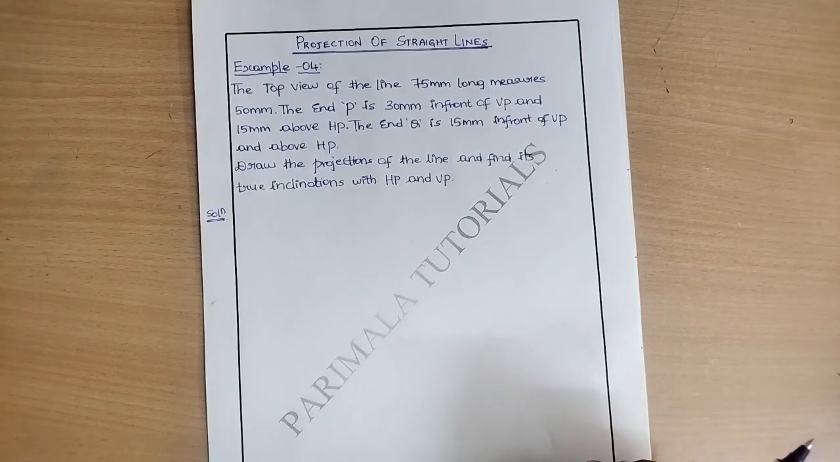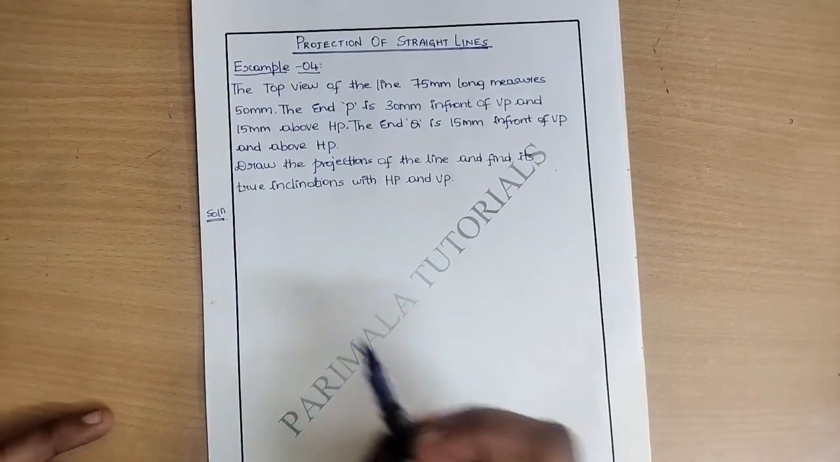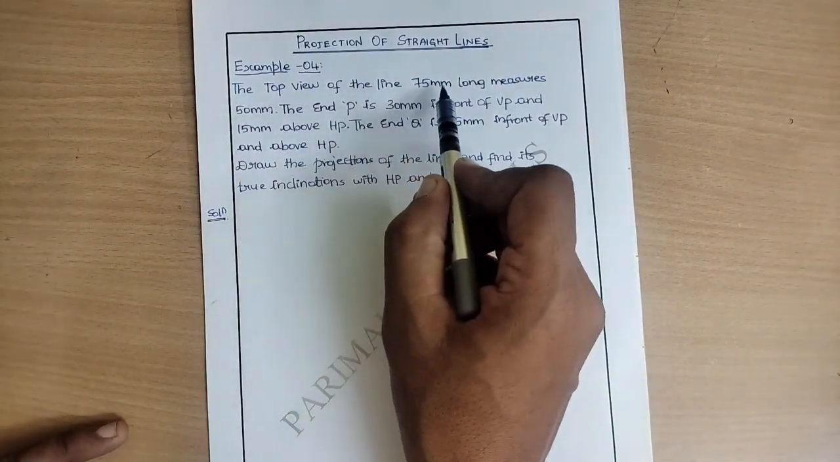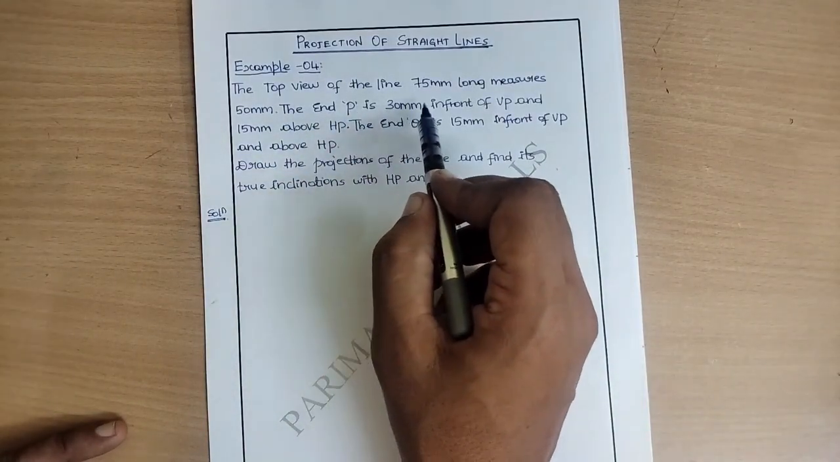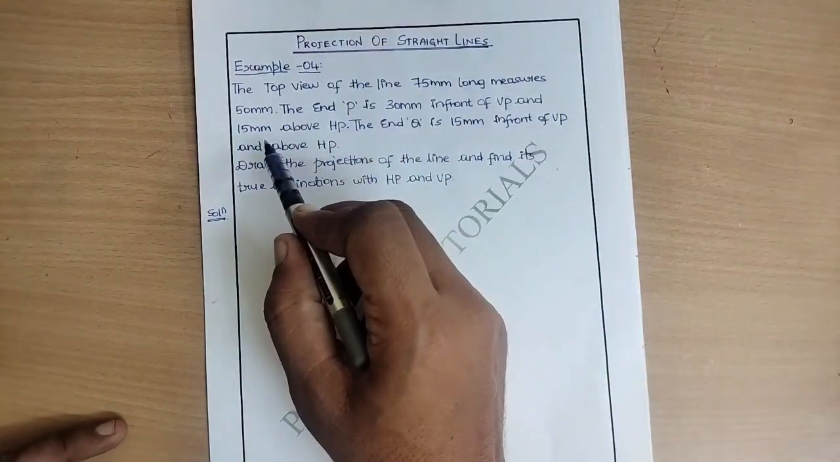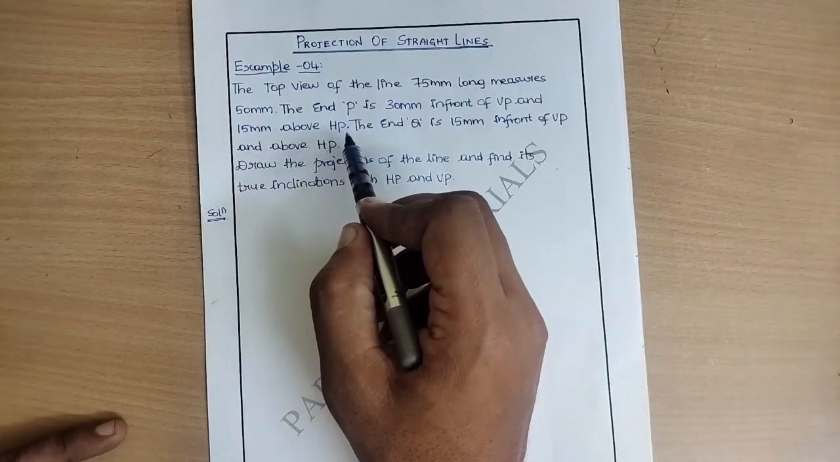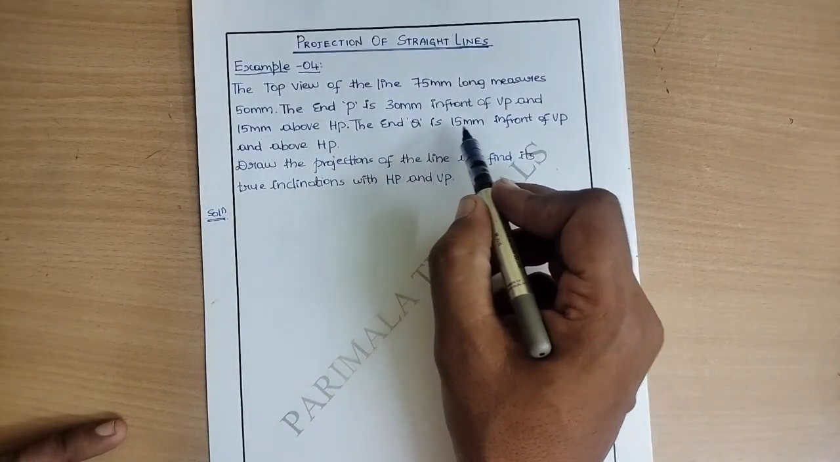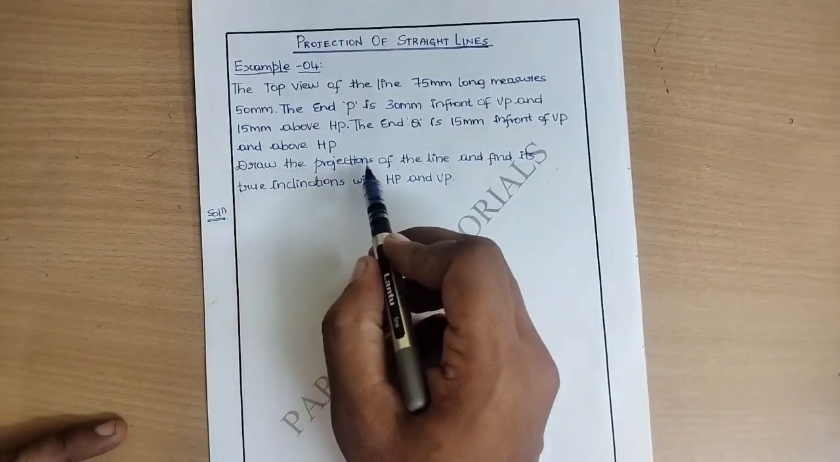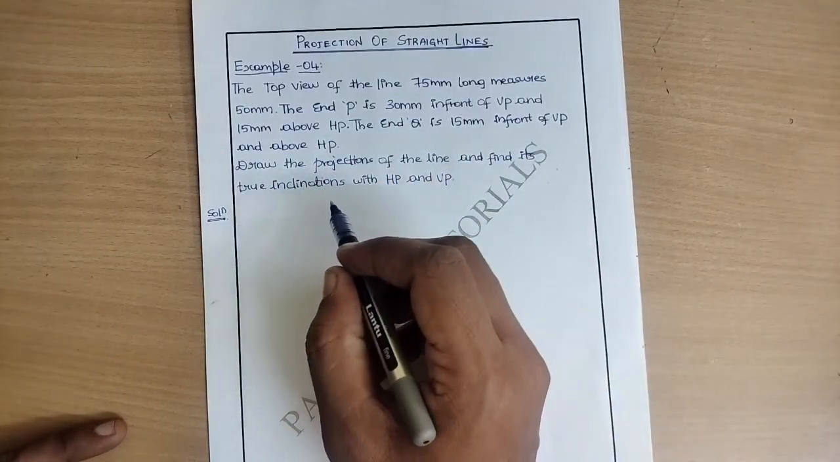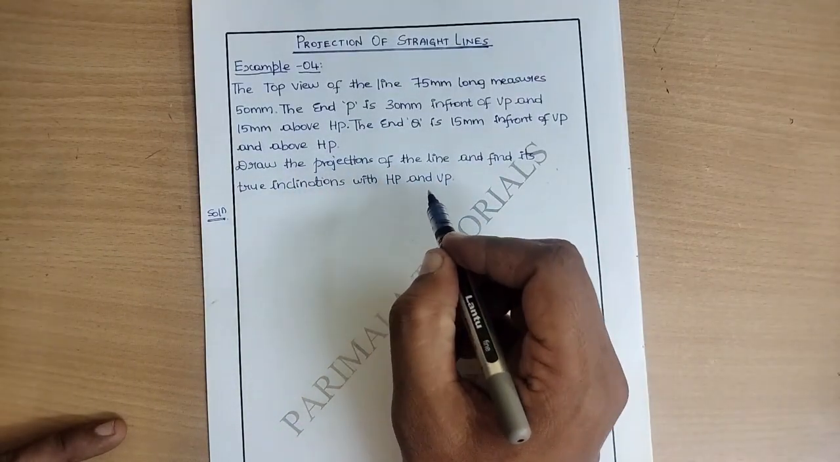In this session, let us see the next example on projection of straight lines. The question is like this. The top view of the line 75 mm long measures 50 mm. The end P is 30 mm in front of VP and 15 mm above horizontal plane. The end Q is 15 mm in front of VP and above HP. Draw the projections of the line and find its true inclinations with HP and VP.